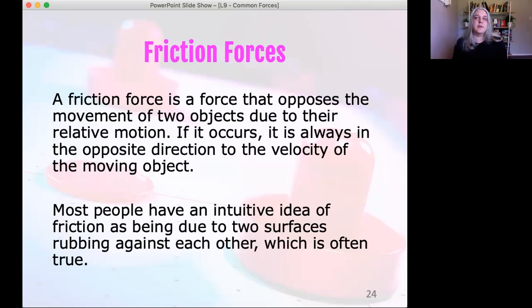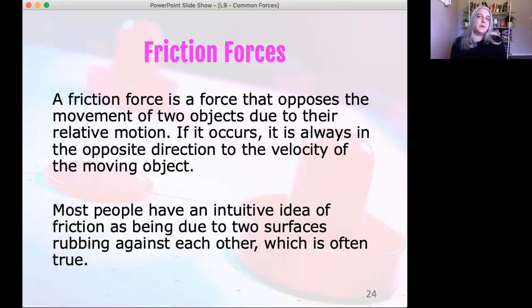So if something is moving in some direction, sliding along a surface or being pushed along a surface, then if there is friction, it will be directly opposing the velocity. It will always oppose the velocity. Remember that velocity is a vector, it's got a direction. The friction force is a force, so it's a vector and it's got a direction, and that direction is going to be exactly opposite to the velocity.